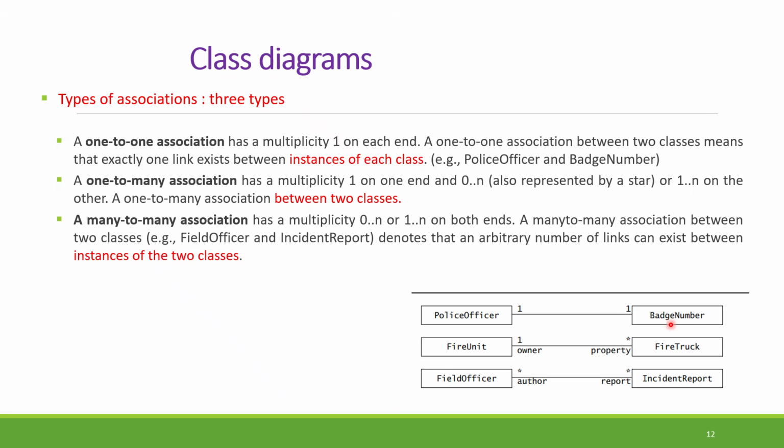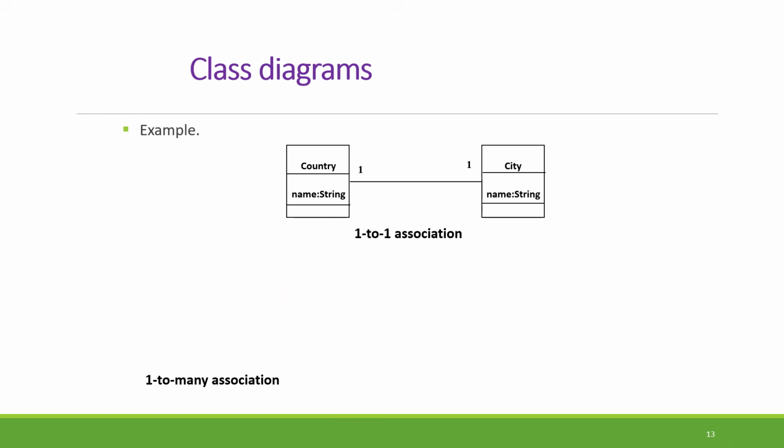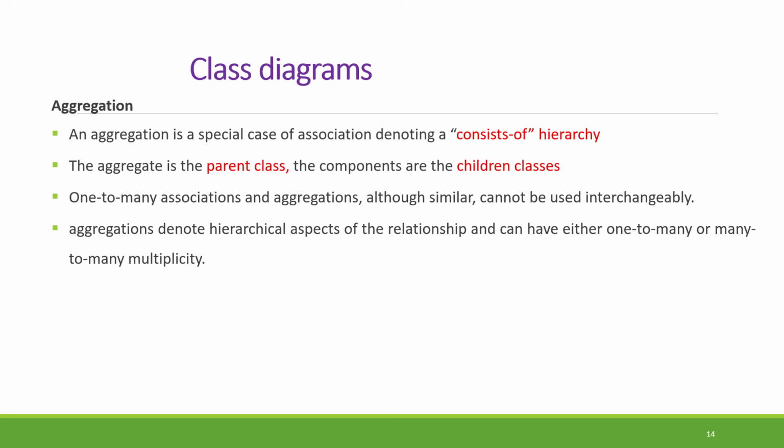Police officer: one officer can have one badge number. So this is a one to one, one to many, and many to many relationship. Same thing using the diagram. So what do we mean by aggregation?